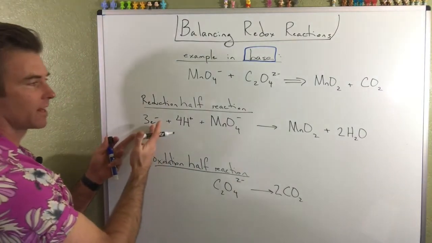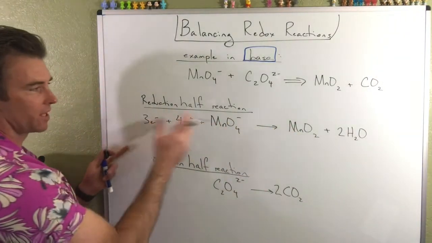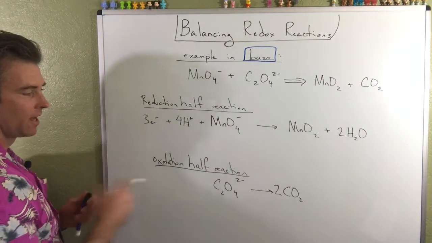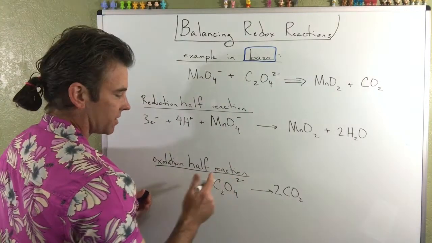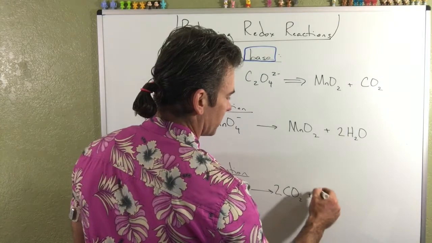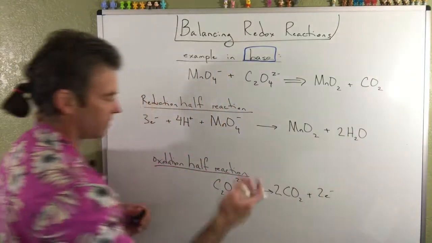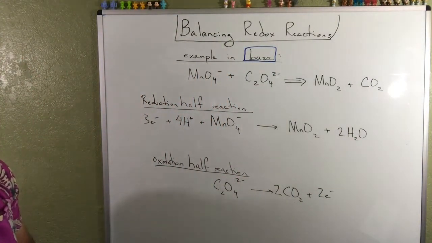Notice that in fact this is a reduction, right? It's consuming electrons going that direction. Same thing down here. I've got just that 2 minus charge, which means I have to put 2 minus charges over there. In fact, it is an oxidation.